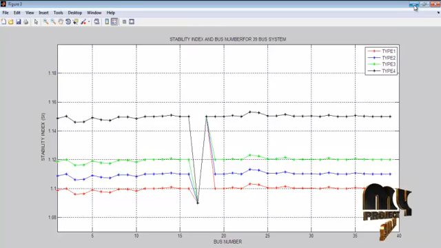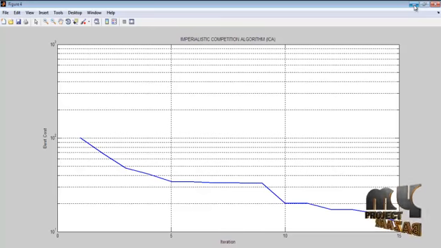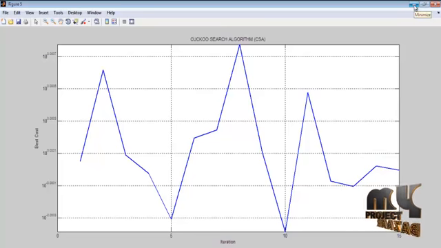Already we said the overall bus system is 39. Here is the ICA algorithm, best cost and iteration value. The next one is the cuckoo search algorithm, best cost and iteration value. Finally we can find out which one is best: the cuckoo search algorithm is best compared to the ICA. A similar process applies to the 69 bus system, and we can get those kinds of variables.